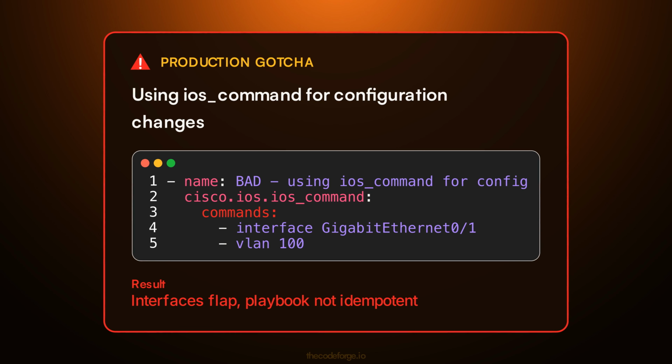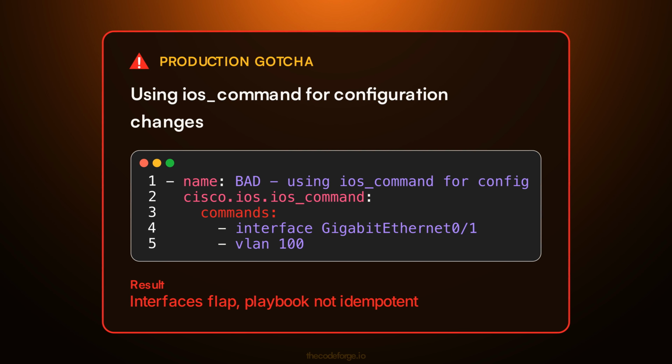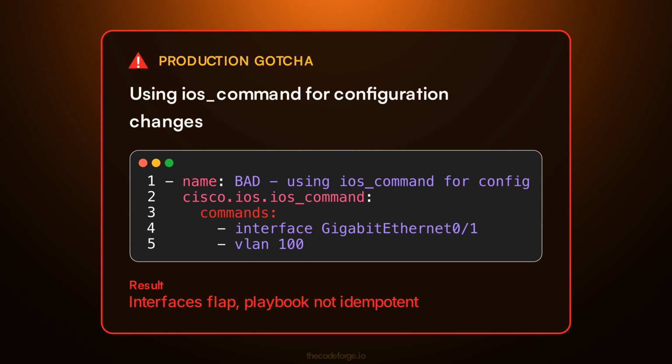This is the mistake from the incident. Using EOS command for configuration changes causes the command to be sent every run, even if the config is already present. This can cause interface flaps and other issues. Always use EOS config for configuration.